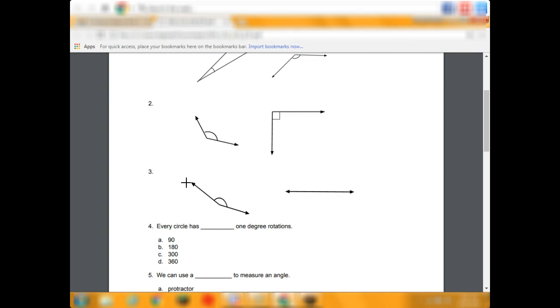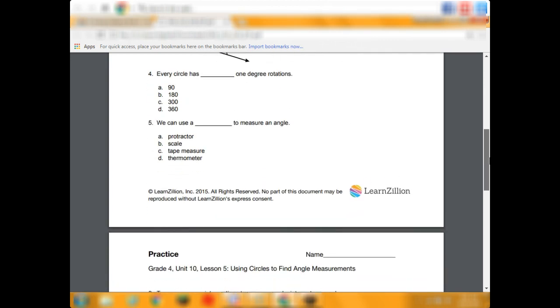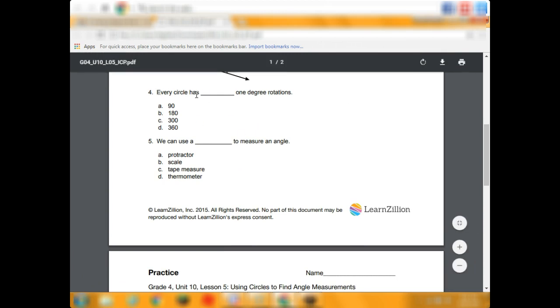And so for these ones, this is 180 degrees, a straight line. And this is an obtuse angle, which is more than 90, but it's not 180. So this one would be the larger angle. And now we go on to number 4, number 5.